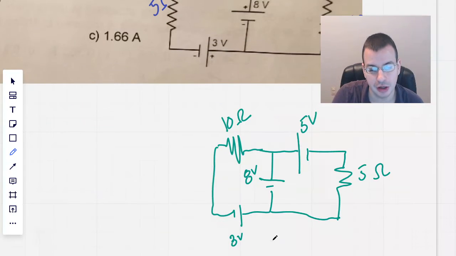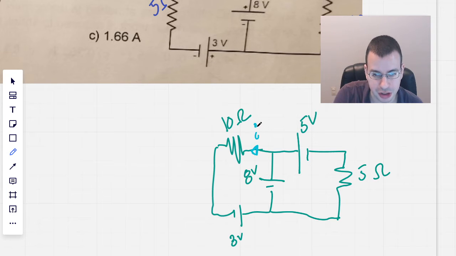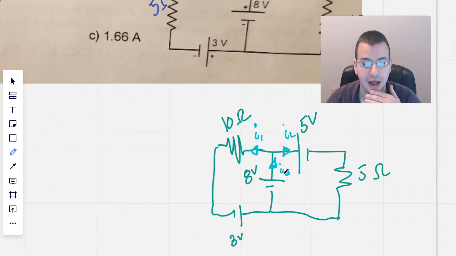So I'm going to draw currents. I'm going to call this I1. Draw another current going this direction, I'll call this I2. Draw another current going this way called I3.